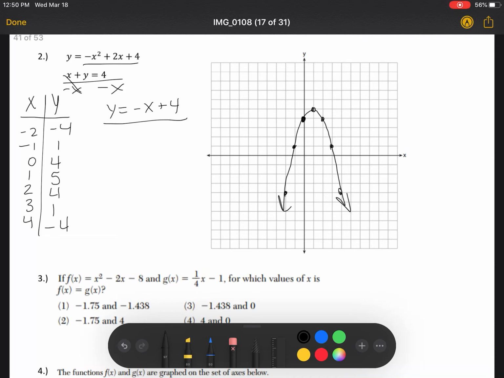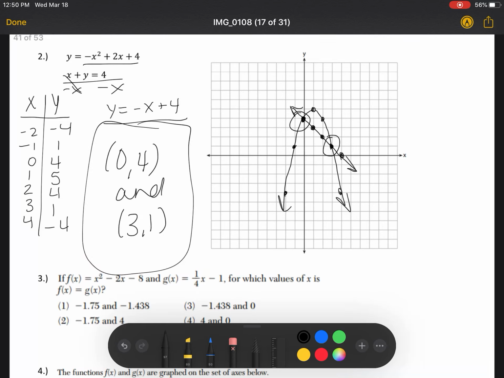And then my line: y-intercept at 4, down 1, right 1. And just by plotting that little bit of that line, I do find the 2 points where they cross. One of them is at 0, 4, and the other is at 3, 1. Just make sure on your graphs that your parabolas have arrows at the end and your line has arrows at both ends, just to show that even though the graph paper stops, that doesn't mean that the lines actually stop.